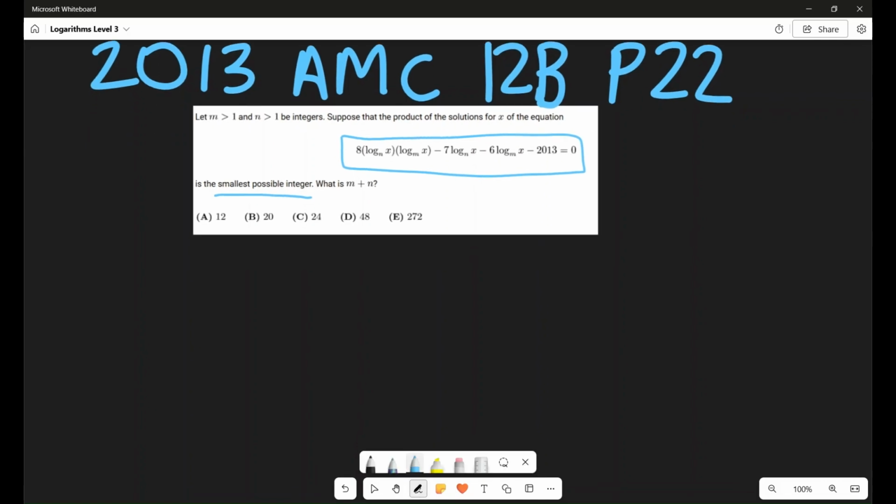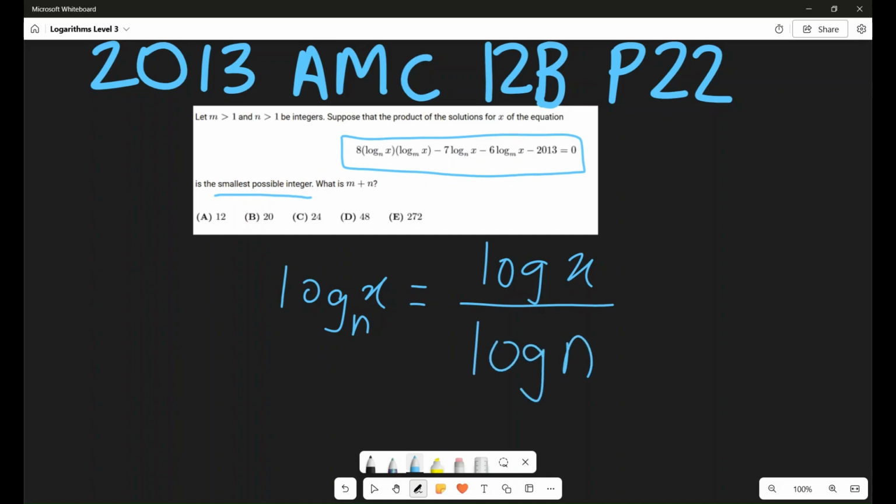So in this question, we want to isolate x, but since x is inside a logarithm, we want to isolate log x. And you may think from the equation that log x is already isolated, but when I say isolate, I mean we want to separate it from the constants m and n. So say we have log base n of x, right? We want to convert that to log x over log n.